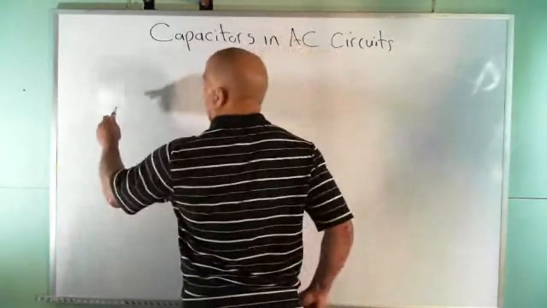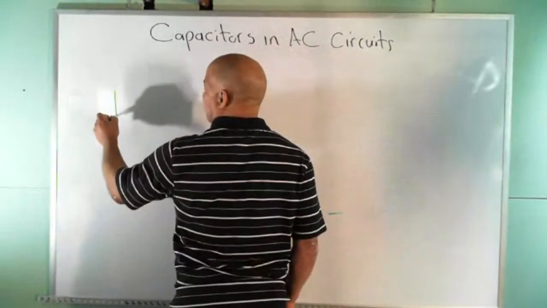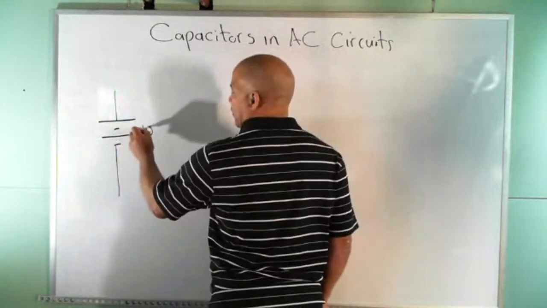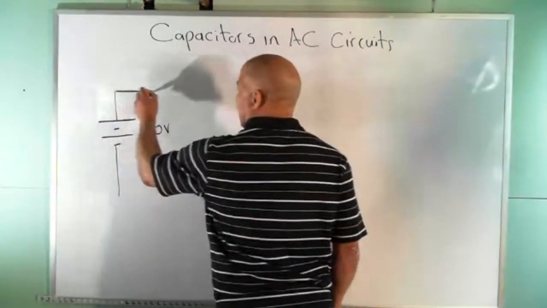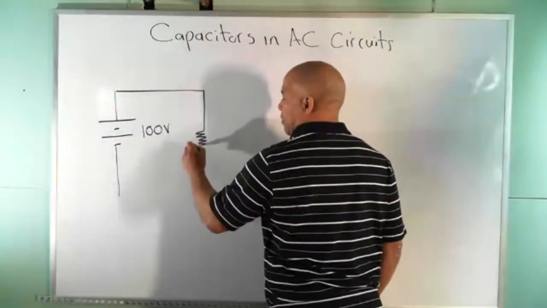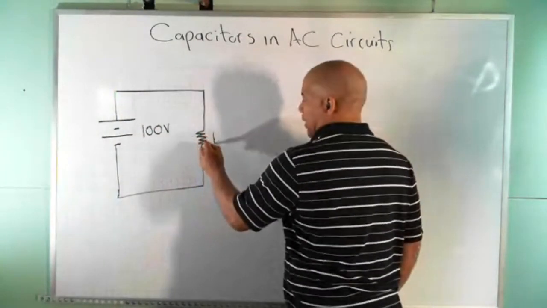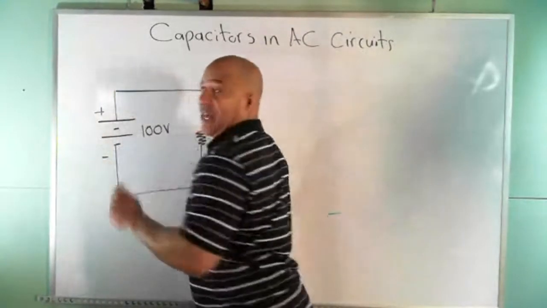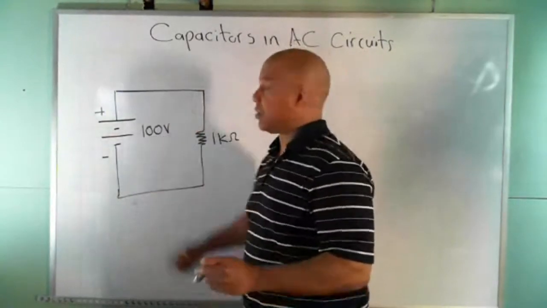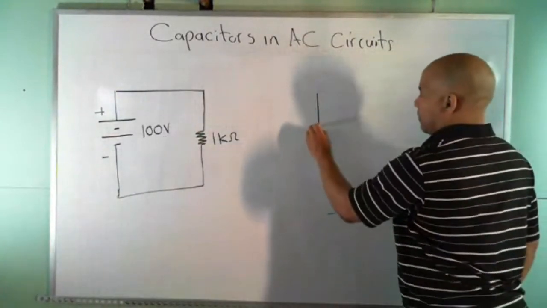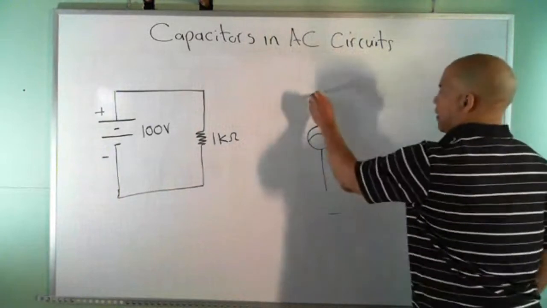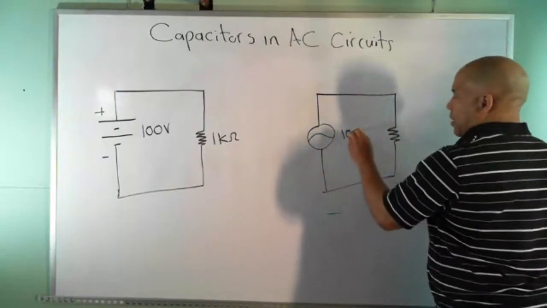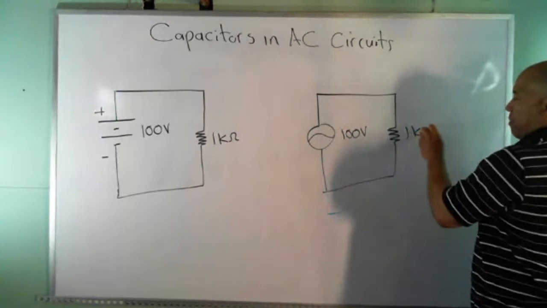Let's say I have a DC circuit with a resistor. So I have a voltage source, 100 volts DC, and I'm going to hook it up to a resistor that's 1K. And I'm going to connect the same exact circuit with the AC source. So it would look like this. And again, I have 100 volts, 1K ohm.